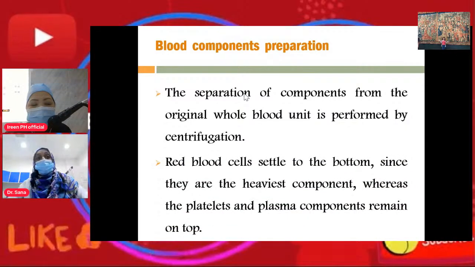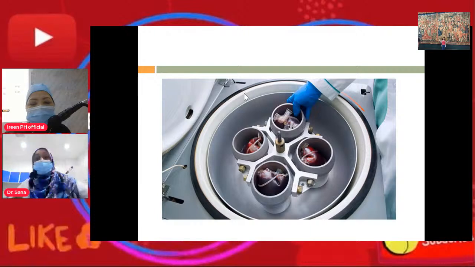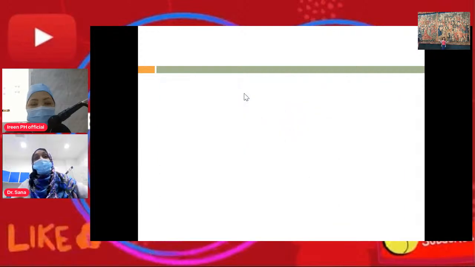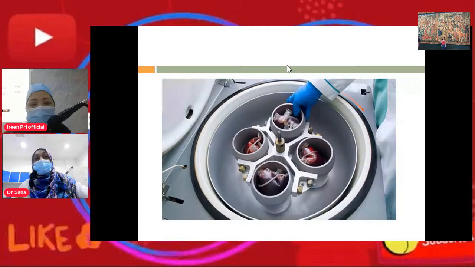Red blood cells settle to the bottom since they are the heaviest component, whereas the platelets and plasma components remain on the top. On the top we find the plasma and the platelets. This is the centrifuge used in the blood bank. It is very big to hold the bags of the blood bank.